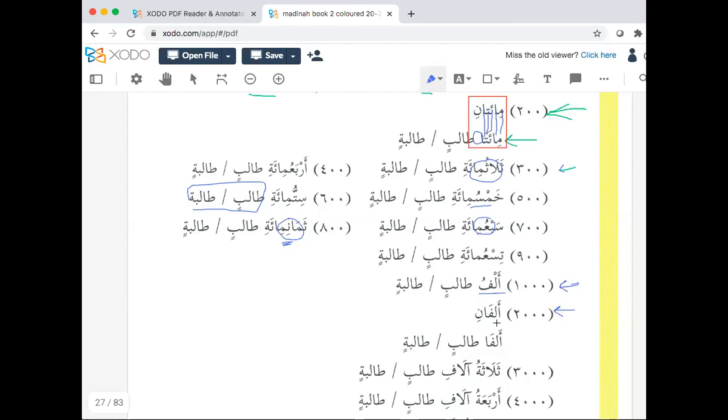Keep going. Alfani. Alfani. So here you had mi'atani, and now you have alfani. So what's going to happen here? Alfa talibin, alfa talibatin. What's happened? The noon will go off over here. Why? Because it is easier to read. That was Abu Maymun's reasoning.